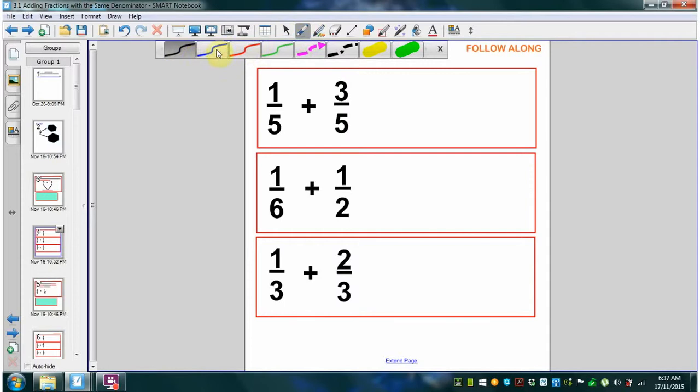Okay? And the answer is yes, you can, because we have a 5 in the denominator here and a 5 in the denominator here. Good. Can we add these fractions? No, these aren't ready to be added yet because we have a 6 and a 2 here in our denominators. We only look at our denominators now, so not ready to be added yet. What about here? Yes, we have 3 and 3 on the bottom in our denominator, so they're ready to be added. Okay?